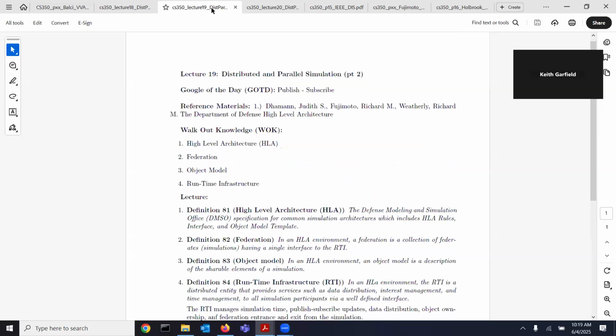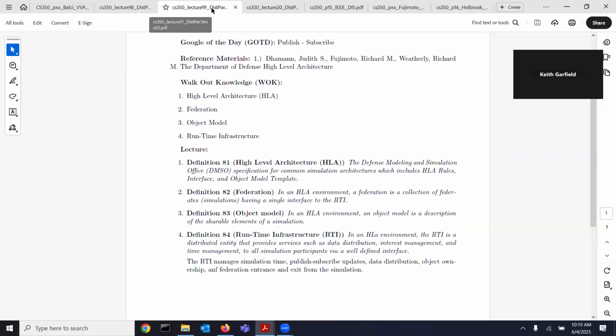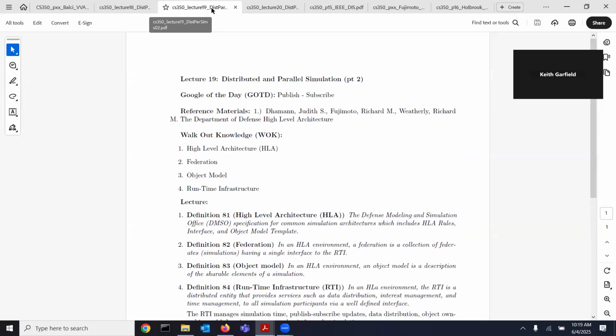Let's go through this. So I said that there are systems that were developed to work with these distributed and parallel systems. And the most famous one is called, this information might be a little dated, but it's called high-level architecture. Now, high-level architecture used to be a big up-and-coming thing in the modeling and simulation world. And the reason it was is because the DoD was buying into it big time.